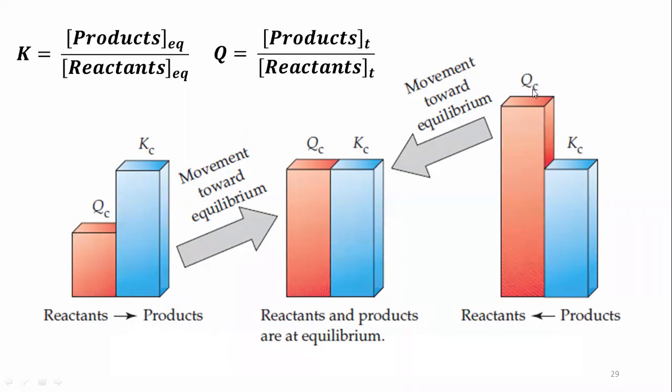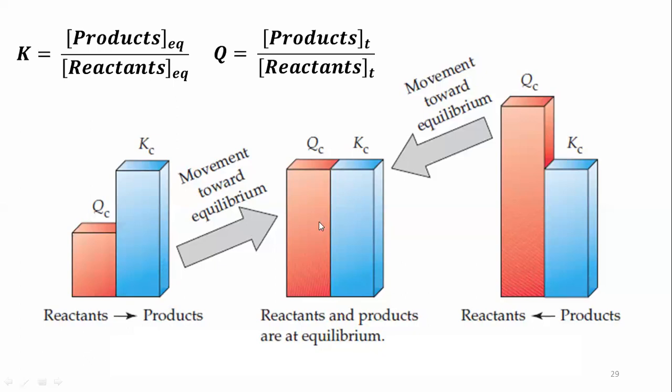That means when the value of QC is more than the value of KC, the reaction proceeds towards the reactant side, or from right to left, and will reach the equilibrium condition. And when QC is less than the value of KC, then the reaction proceeds in the forward direction with an increase in concentration of the product and a decrease in concentration of the reactant, moving towards equilibrium. So these three are the examples.